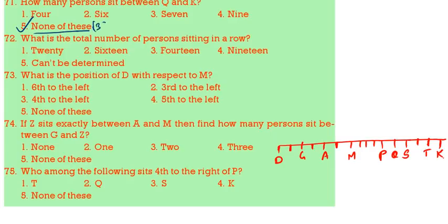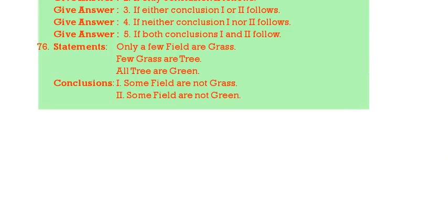None of these 3. What is the total number of persons sitting in the row? 1, 2, 3, 4, 5, 6, 7, 8, 9, 10, 11, 12, 13, 14, 15, 16. 16 persons are there. What is the position of D with respect to M? 1, 2, 3, 4, 5, 6th to the left. Then next question. If Z is sitting exactly between A and M, suppose we take Z here. How many persons are there between Z and Z? There are 2 persons. Then who is sitting fourth to the right of P? That is T. Next question.